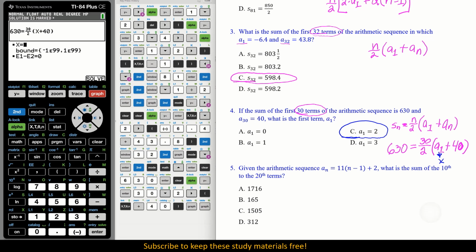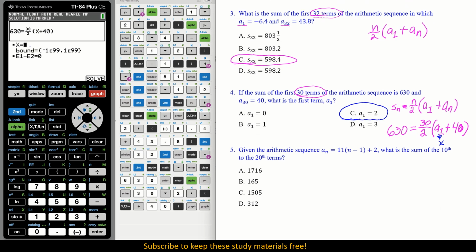All right, let's look at number 5. Given the arithmetic sequence, a of n equals 11 in parentheses n minus 1, plus 2, what is the sum of the 10th to the 20th term? We will have to do this a little differently. Now we could do this in the function form, but let's not because it's a sequence using n. Let me show you what we can do.